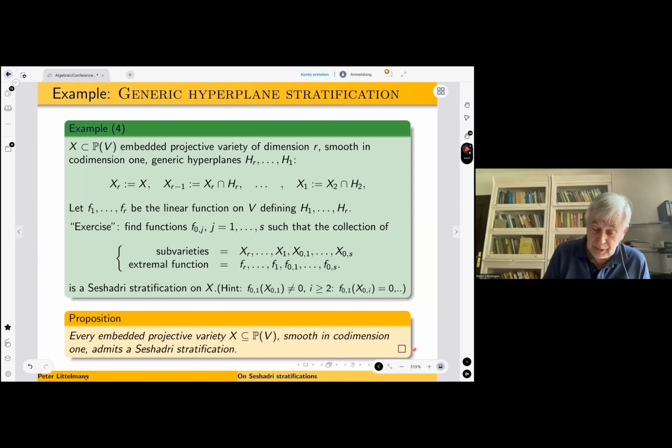So in particular, we see that every embedded projective variety, as long as it is smooth in codimension 1, admits a Seshadri stratification. Of course, this Seshadri stratification is far from being unique, and it really depends on the construction.